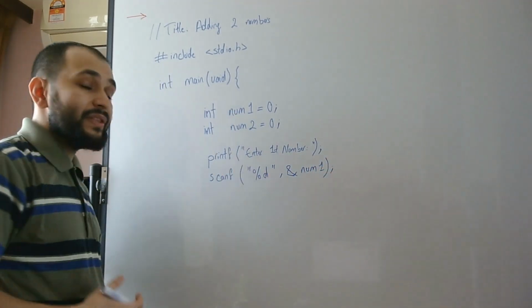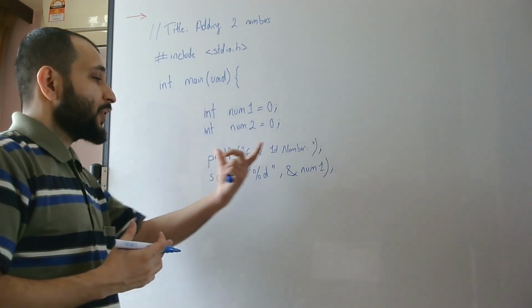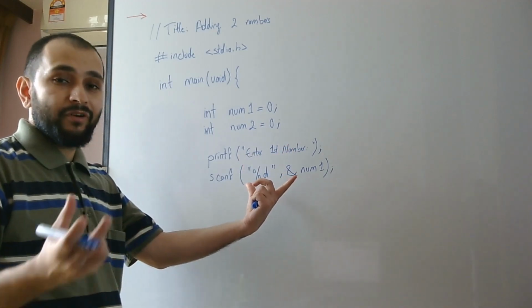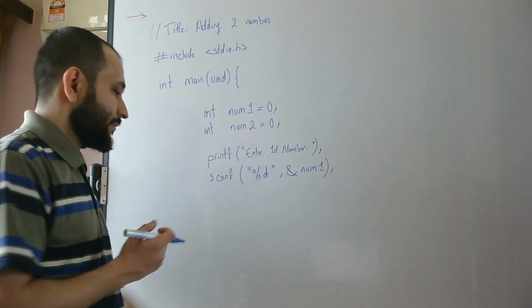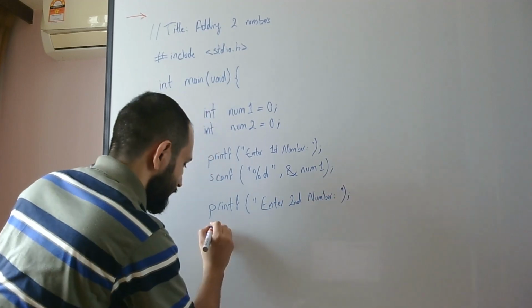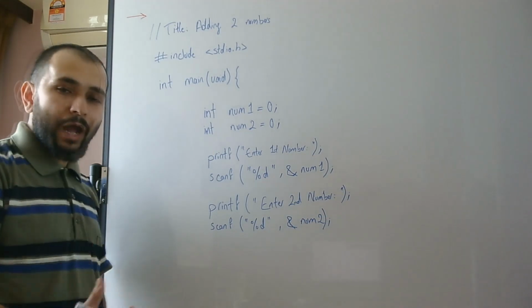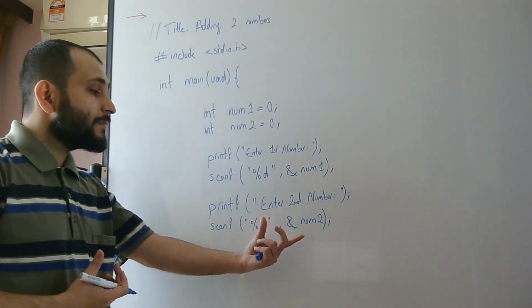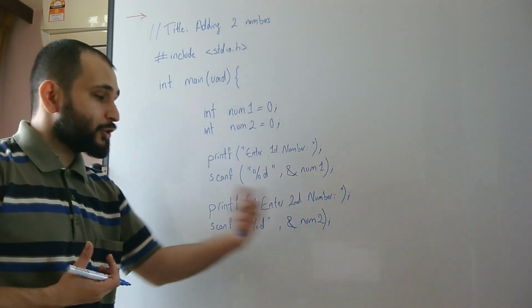Now we are going to repeat the same process for the second number. I'm going to do a printf for the second number and use scanf to read the number from the user and put it in the num2 variable in here. Now up to this point of the program, we have got the numbers from the user, and we have stored those numbers in variable num1 and variable num2.